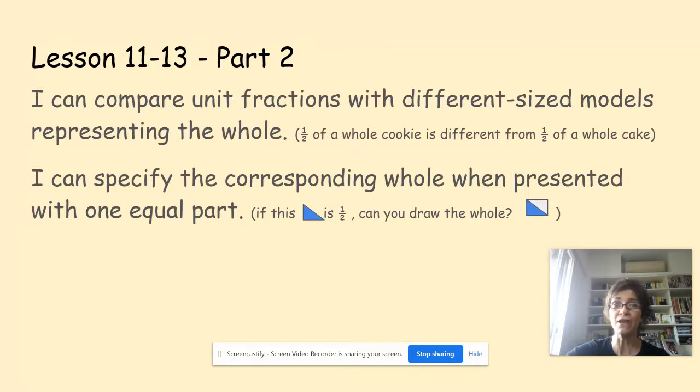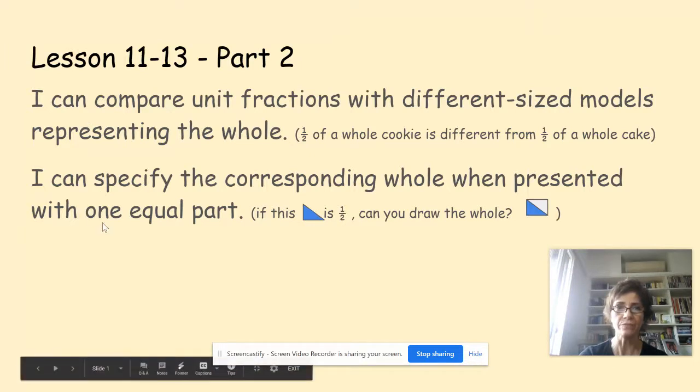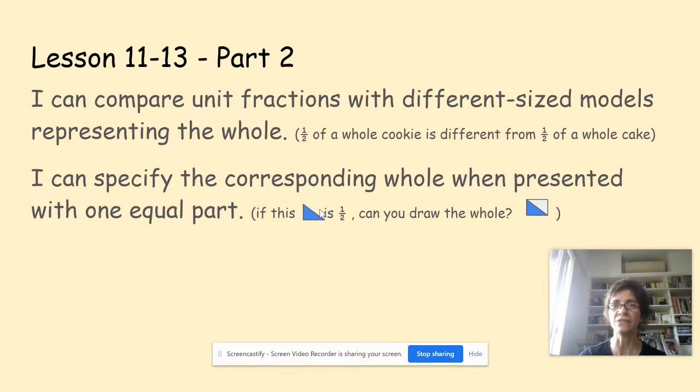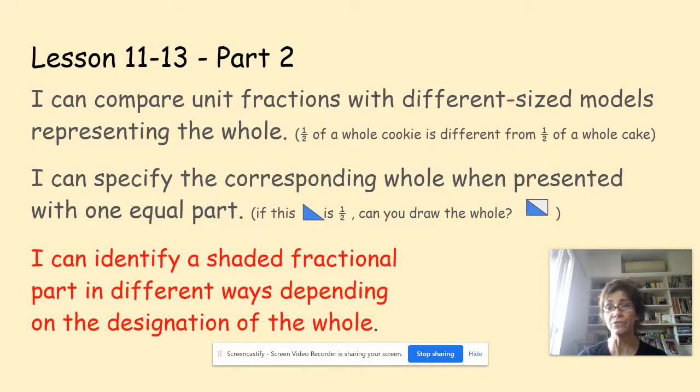Then we're going to specify the corresponding whole when presented with one equal part. So if you have this triangle, okay, here it is, and I tell you that this is half, can you draw the whole? Yes. If this is half, I need to draw 2 of these to have the whole. If I tell you that this is 1/3, then I need to draw 3 of them to have the whole. So if I'm presented with a fraction and I'm told what fraction that is of the whole, I can always draw the whole.